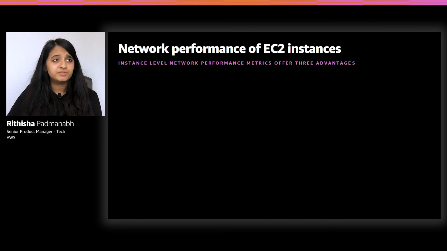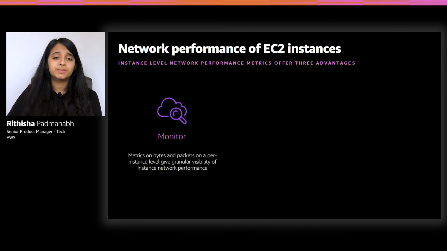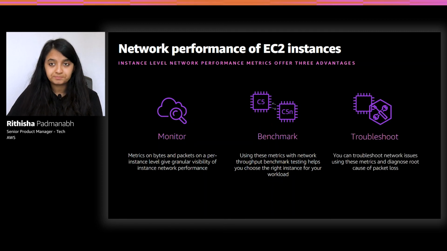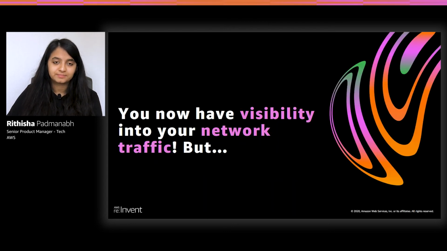What are the use cases of these metrics? You can use them to monitor your network performance of EC2 instances. You can use it to benchmark the network throughput so that you can choose the right instance sizes for your workloads. Or you can use it to troubleshoot network issues and diagnose the root cause of any sort of packet loss. So we've learned how you can monitor both your network traffic flows as well as your network performance.